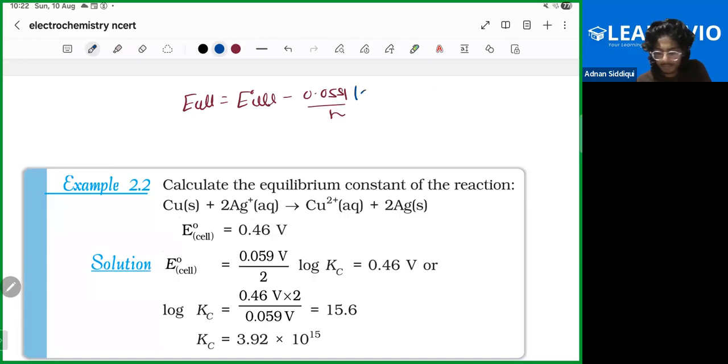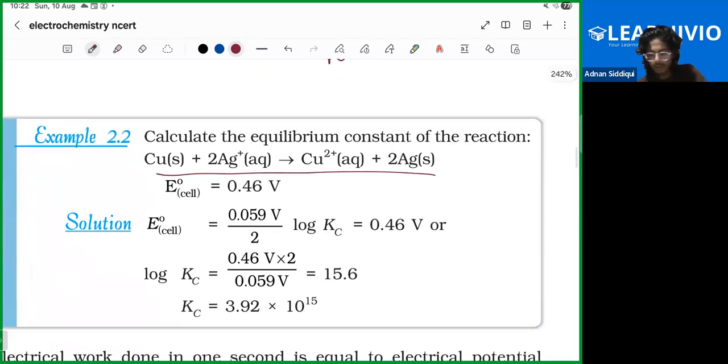This E cell becomes zero because at equilibrium, we are not observing any redox reaction. So this thing will become zero. And if you send this on the left hand side, then it will be positive, and you will have your formula like this, with E naught cell.